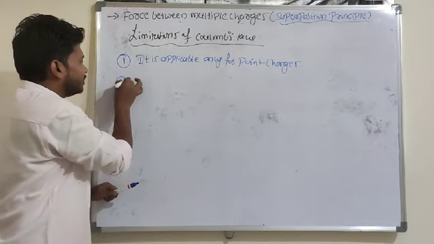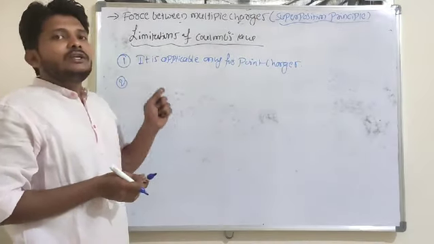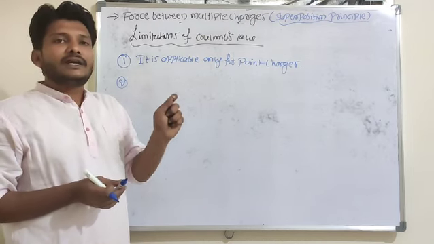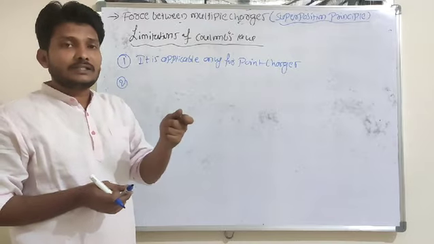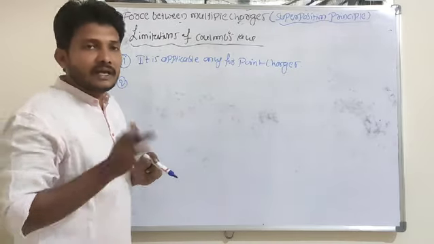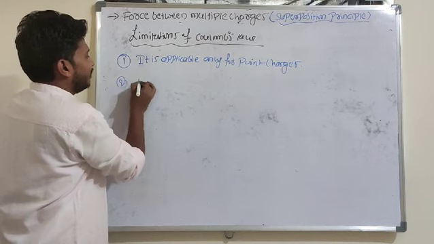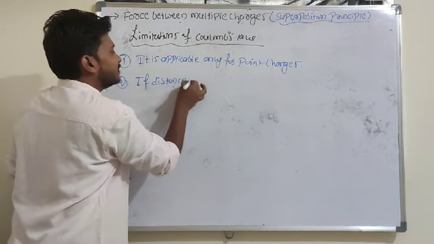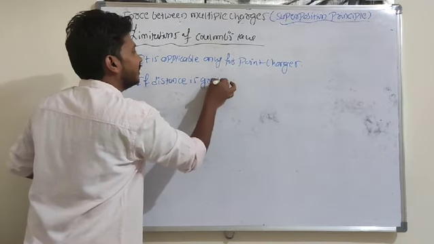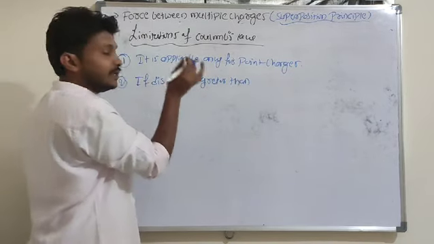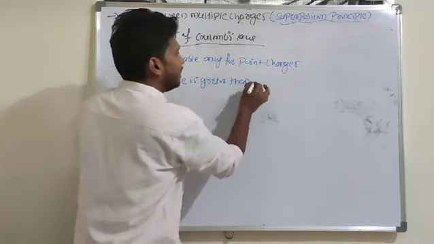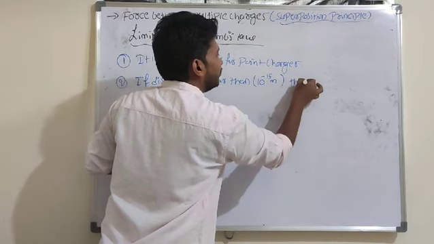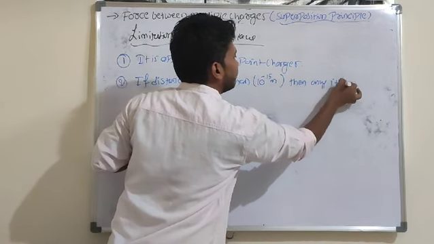And the second one is the most important and interesting thing. If the distance between the two charged particles is greater than 10 to the power of minus 15 meter, then only Coulomb's law is valid here. So let me understand: if the distance between the charged particles is greater than 10 to the power of minus 15 meter, then only it holds good.